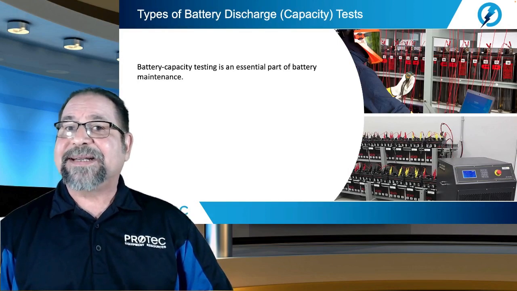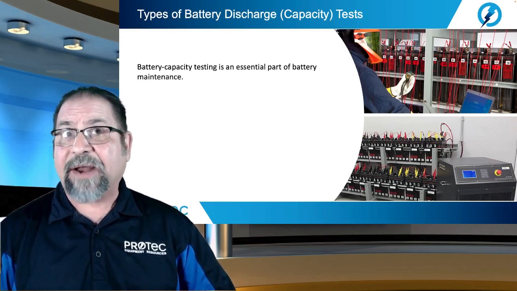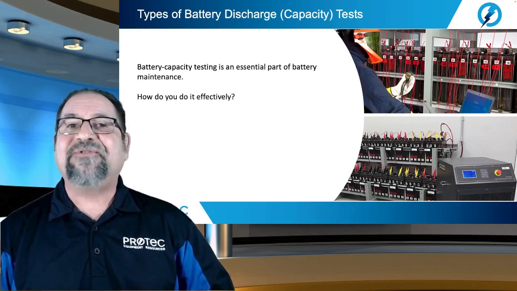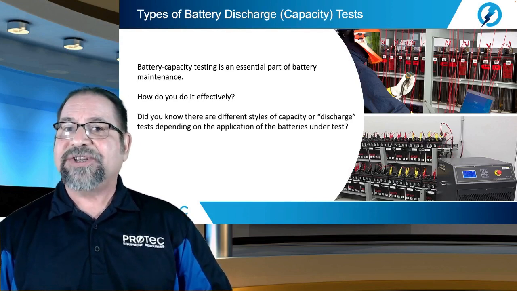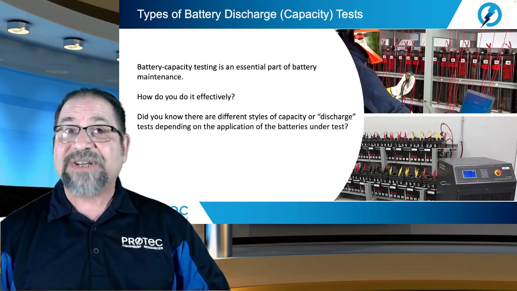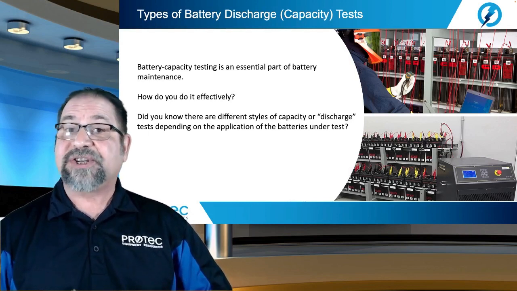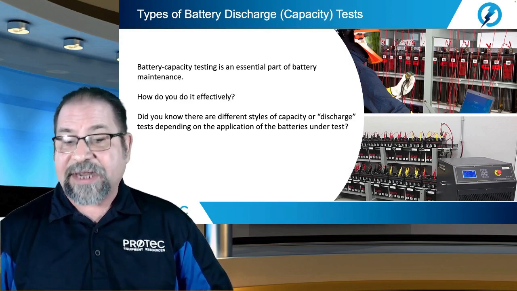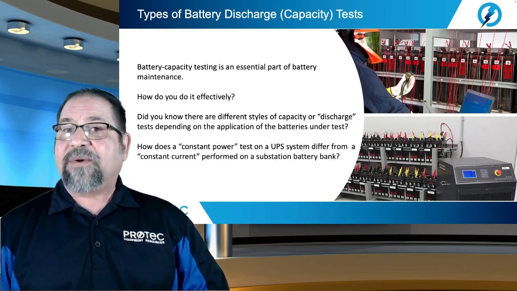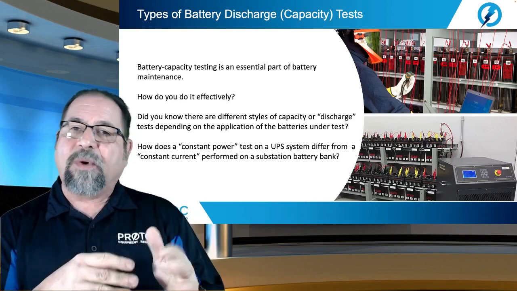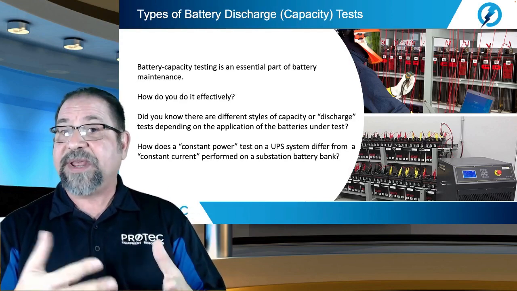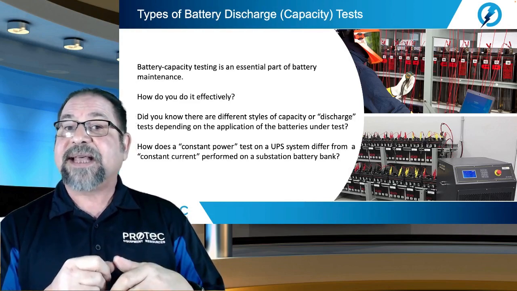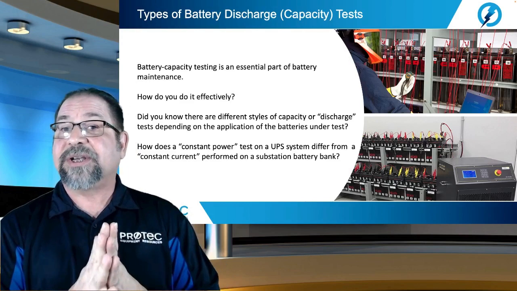Now, battery capacity testing is an essential part of battery maintenance. But how do we do it effectively? And did you know that there are different styles of capacity or discharge tests depending on the application of the batteries that are under test? Now, how does a constant power test that's performed typically on a UPS system differ from a constant current test that may be performed on a substation battery bank?